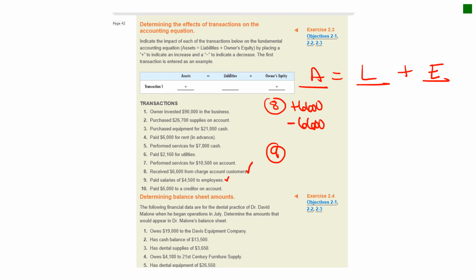Number 9 says you paid salaries to your employees. That's going to be cash. That's an asset. So you're going to reduce your assets by $4,500, and that's going to be an expense. So minus $4,500 under your equity.